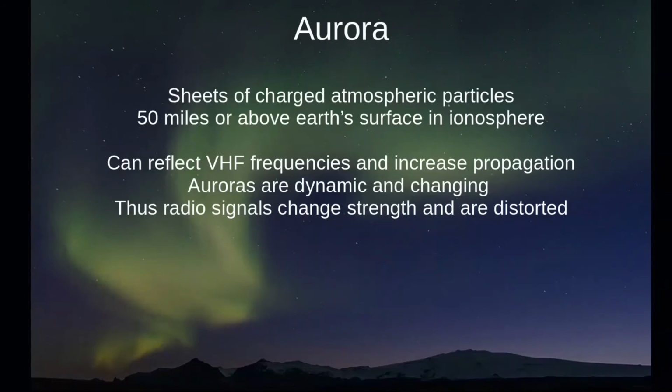These auroras and the charged particles within them can reflect VHF frequencies and increase propagation well beyond the typical VHF range. However, as you know, for those of us that have seen the auroras, they are dynamically changing, and the radio signals that actually get bounced off the auroras come back to Earth or your receiving station, therefore are going to be a little bit distorted and also change in signal strength on a fairly constant basis.